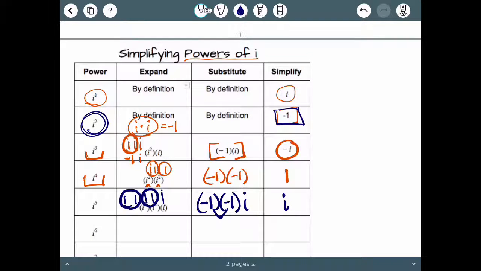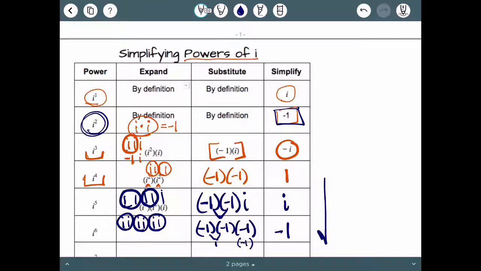If I was to do the same thing, I'm going to make groups of 2. I have 6 of them here, so I have 1 group, 2 groups, 3 groups. That's -1 times -1 times -1. That's going to be -1 times -1 is +1, times the -1 over here would be -1.